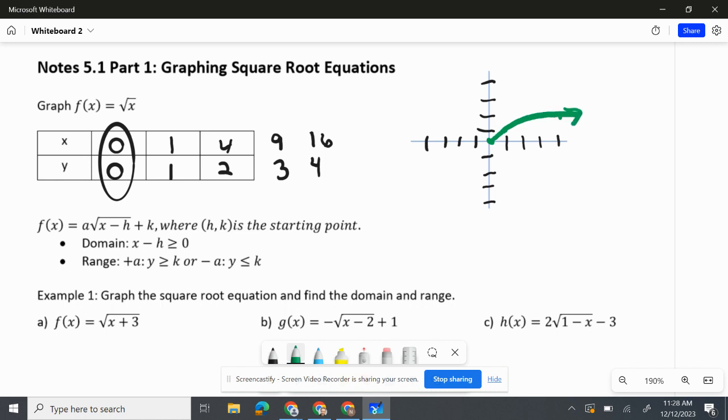Now, our domain is always going to be at our h value, and our h value is always going to be the opposite of inside. So this is for set. Interval is what I'm going to focus on. So it's going to be h to infinity. And then if our a value is positive, it's going to be k to infinity. And if it's going to be negative, it's going to be negative infinity to k. Now, of course, I have the set notation right up here, so you can look at that also.